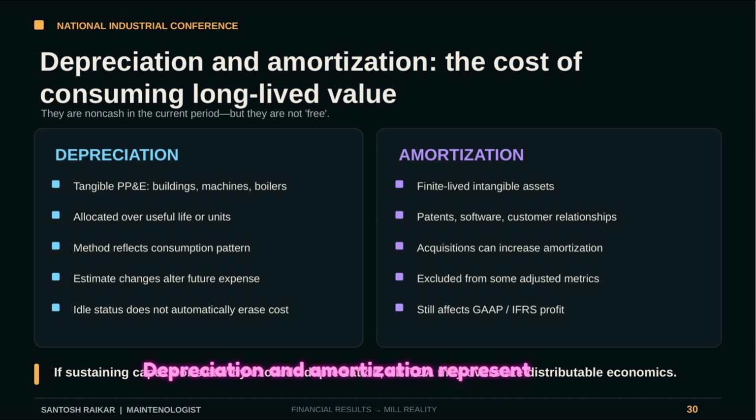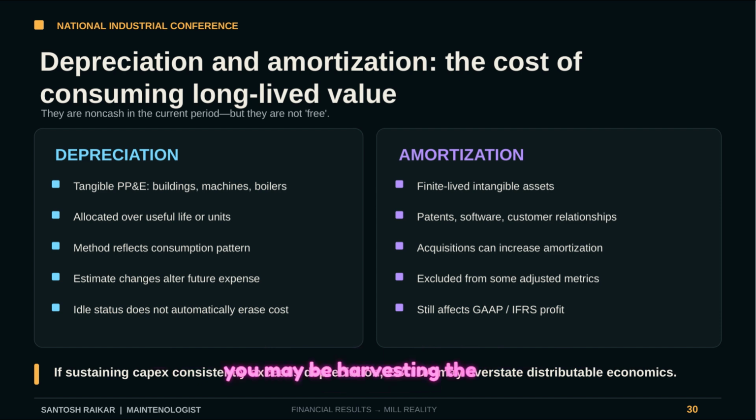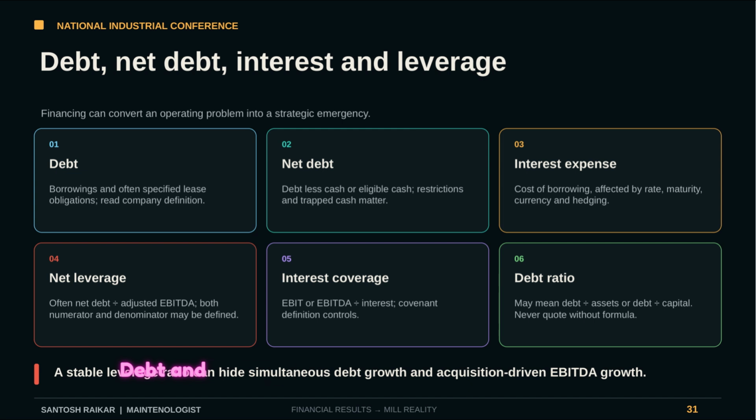Depreciation and amortization represent the cost of consuming long-lived assets. They're non-cash today, but they aren't free. If your capital spend is consistently lower than depreciation, you may be harvesting the asset. Debt and leverage are where financing meets strategy. A stable leverage ratio can be misleading if the company is growing debt and EBITDA simultaneously through acquisitions. High debt can turn an operating hiccup into a crisis.